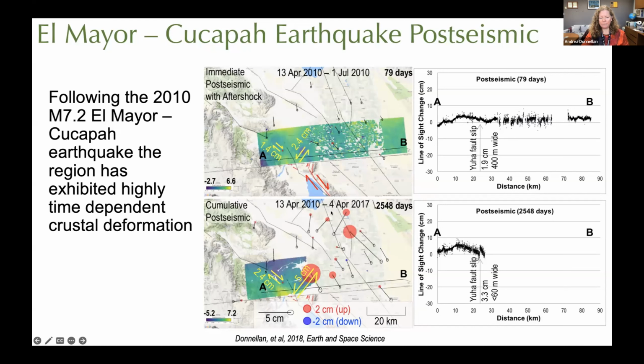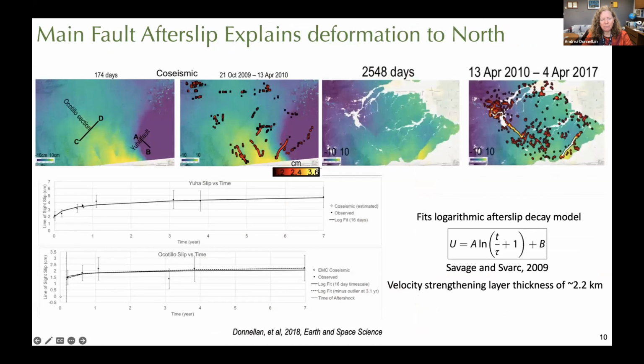If we look right after the earthquake, then to 7 years after the earthquake, we can add up the post-seismic slip, and we can see deformation here, pretty discrete slip on the Yuha Fault itself. So this is the post-seismic 1.4 centimeters growing to 2.4 centimeters over 7 years, and 2.5 centimeters on the Yuha Fault growing to 5 centimeters over 7 years. It was highly time dependent, but it showed a really nice post-seismic decay.